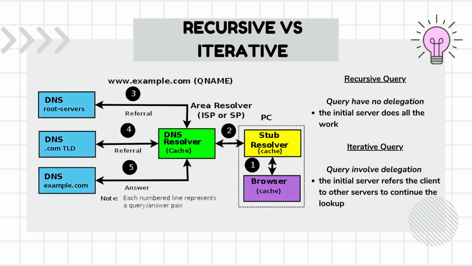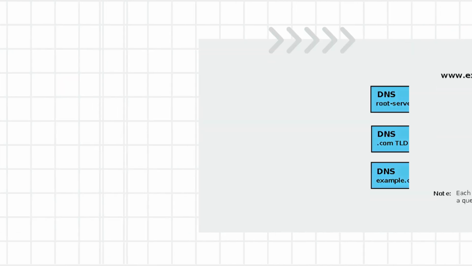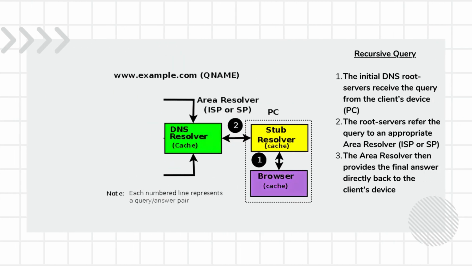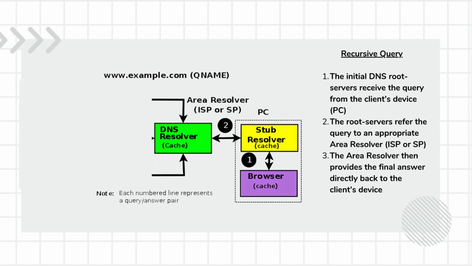We already know the definitions, so now let me walk through how each of these processes works in more detail. The key steps in a recursive DNS query are: first, the client's device sends the initial query to the DNS root servers. Second, the root servers redirect the query to the appropriate resolver, which is likely operated by the client's Internet Service Provider, ISP, or Service Provider, SP. Third, the resolver then retrieves the requested information, which is the IP address for the domain www.example.com, and sends the final answer back to the client's device.